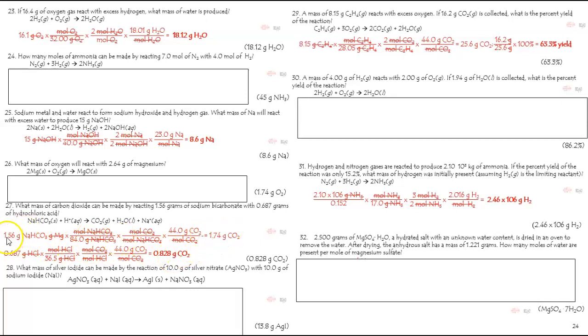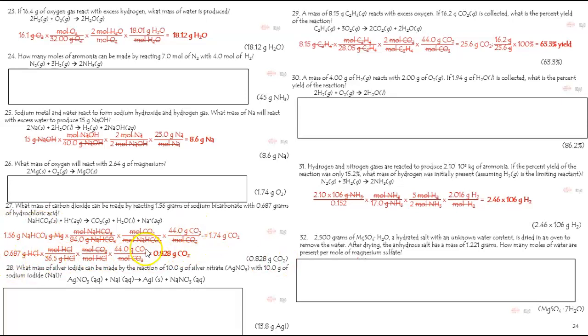And maybe it's not, because take a look at that. But let's do it. We have enough sodium bicarbonate to make 1.74 grams of carbon dioxide, but we only have enough HCl to make 0.828 grams here. Interesting. It doesn't look right to me, but I'll assume it is. We'll keep rolling, and that's 0.828 grams of CO2.